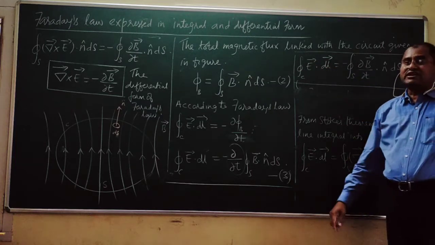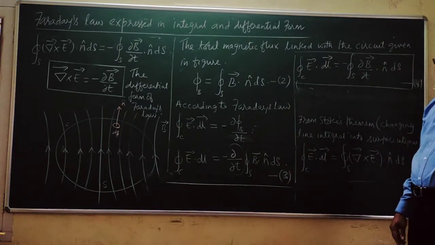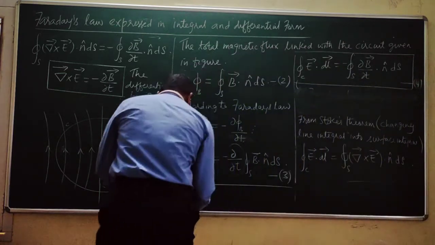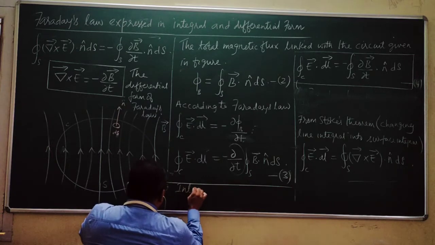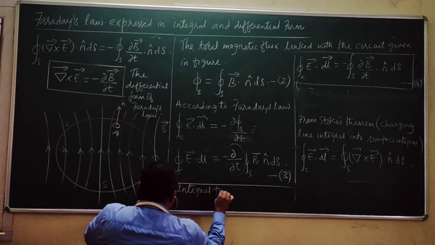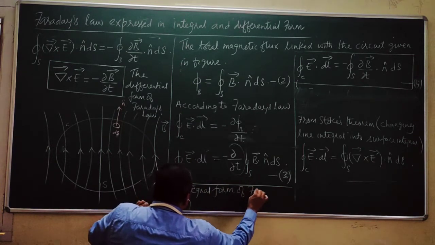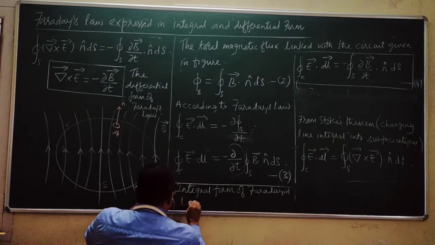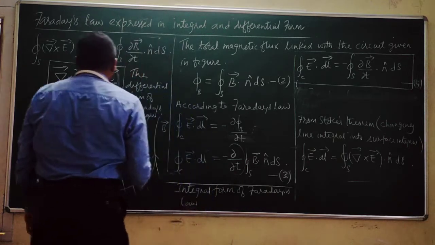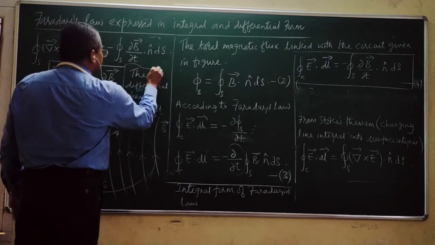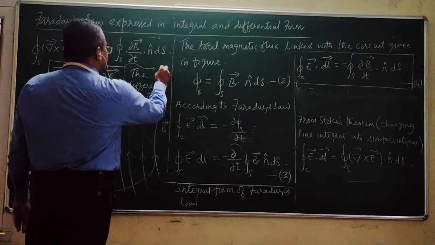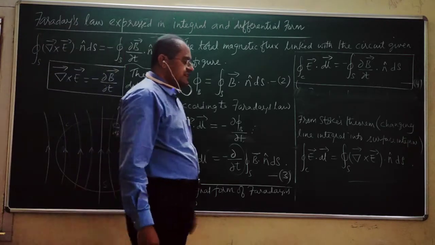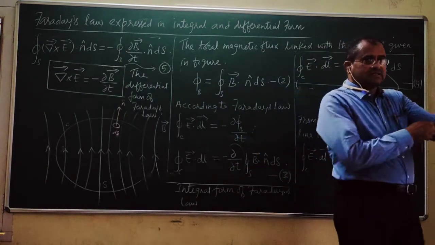Arrive at the differential form of Faraday's law. So equation 3 gives me the integral form of Faraday's law. Equation number 4, 5 gives me the differential form of Faraday's law. Is that okay to you, sir?